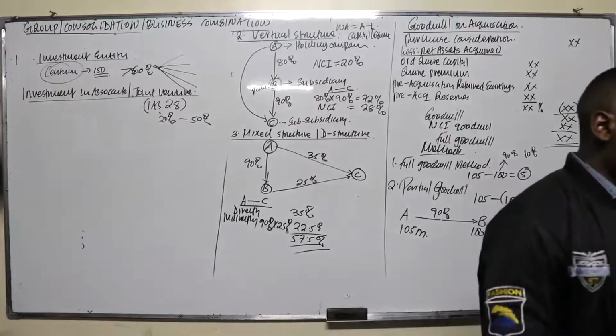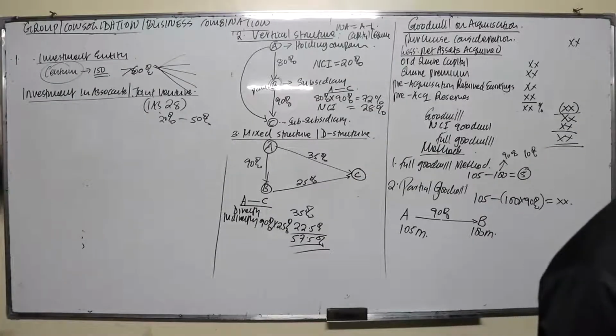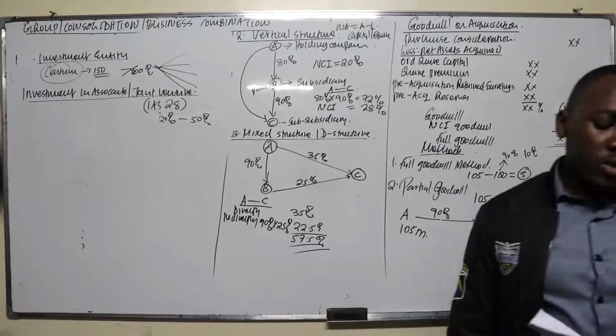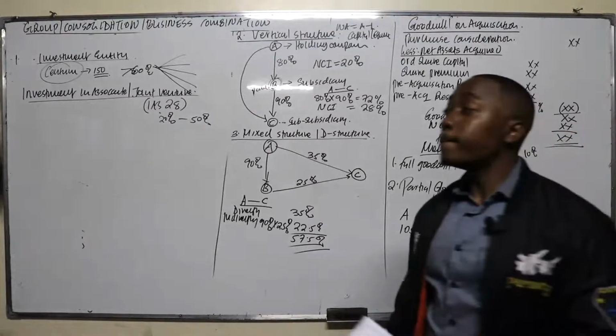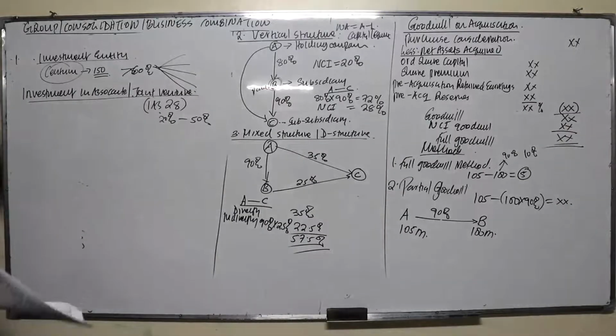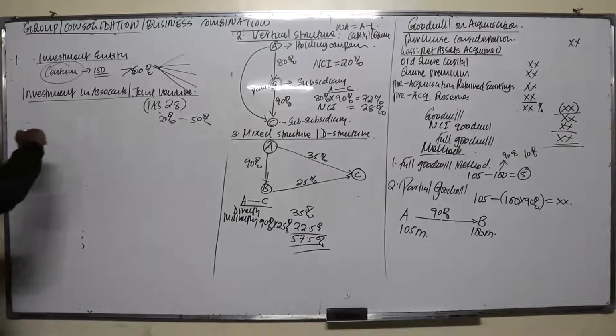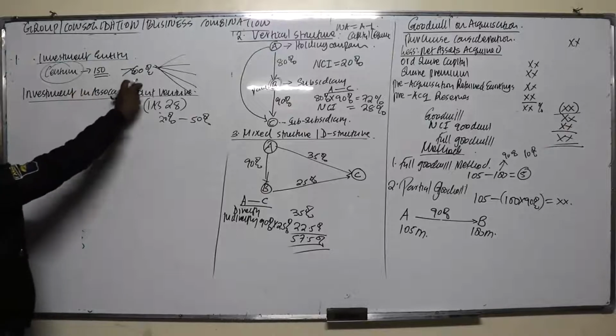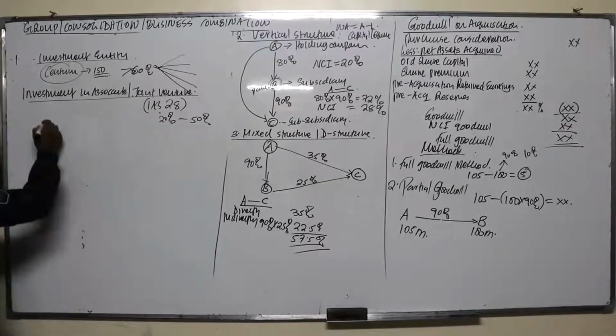Then how do you account for an associate? Now, IAS 28 revised requires an associate company to be accounted for using the equity method. Remember, we said that you don't consolidate an associate. You only consolidate a subsidiary. For both associate and joint venture, they are accounted for using the equity method.